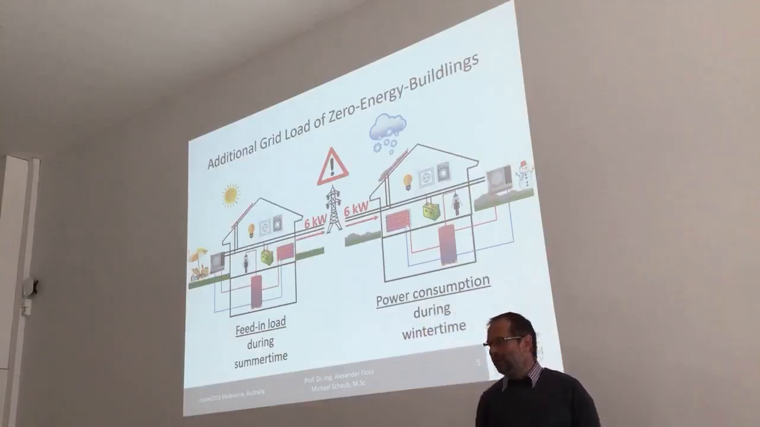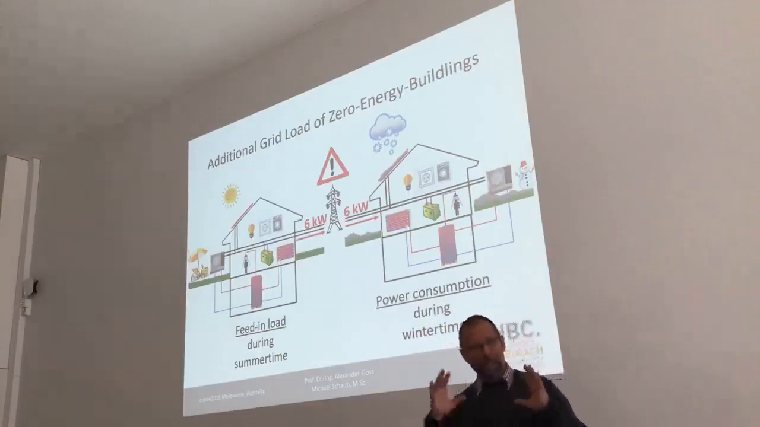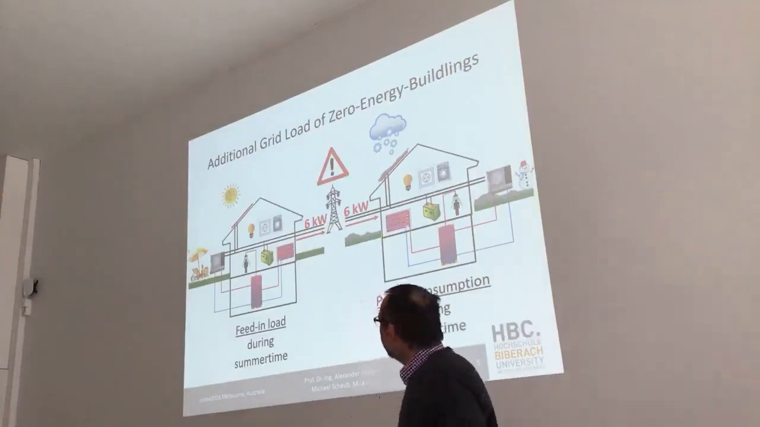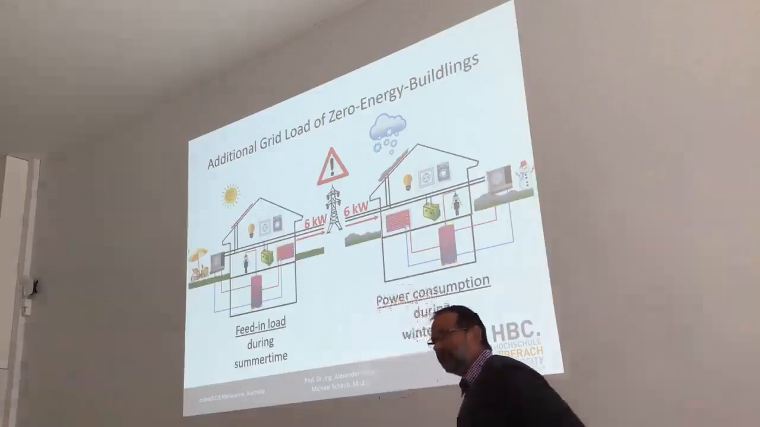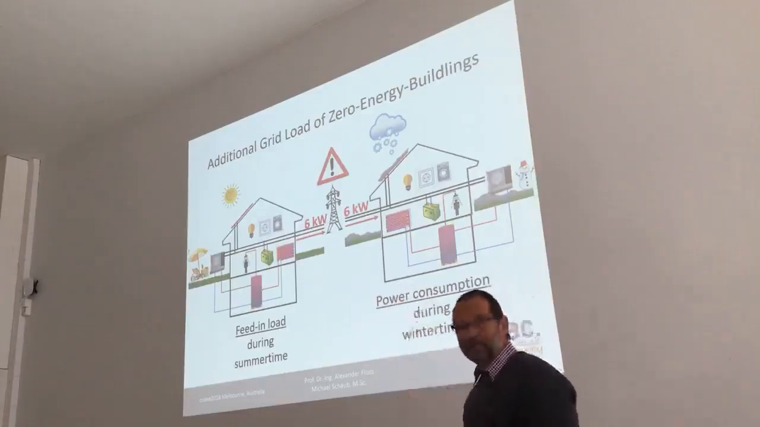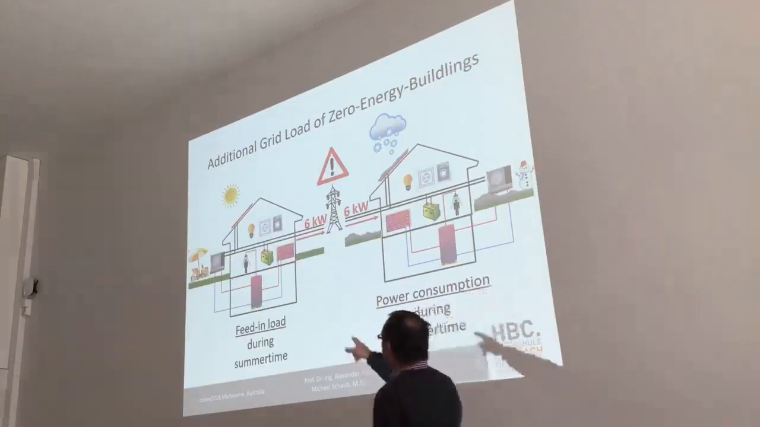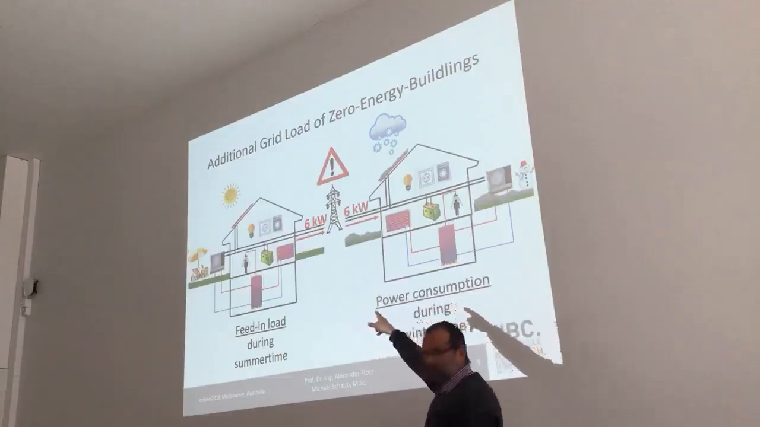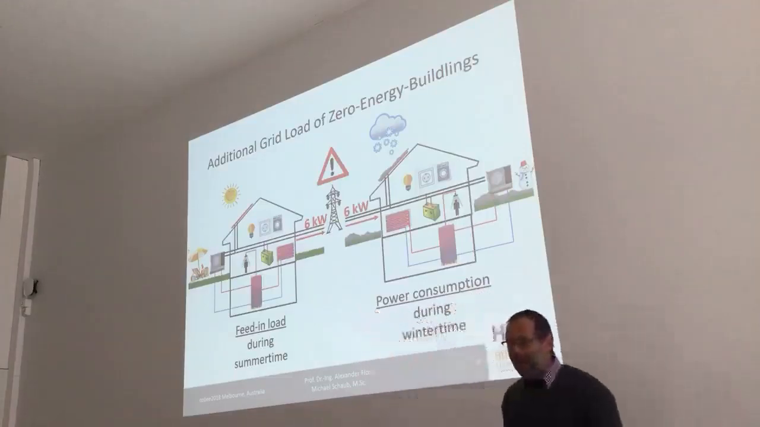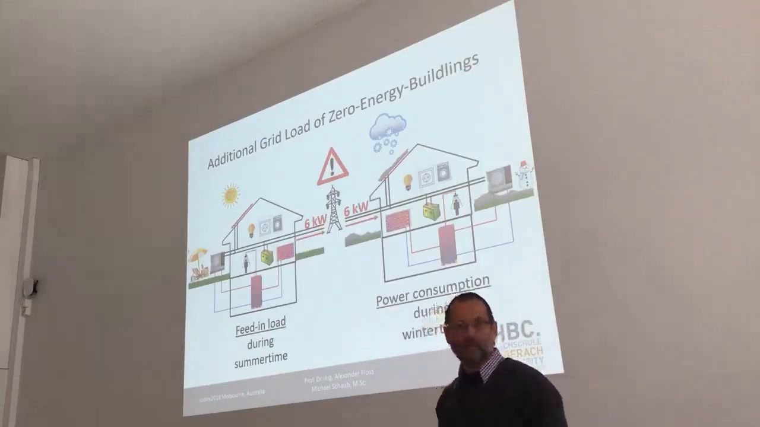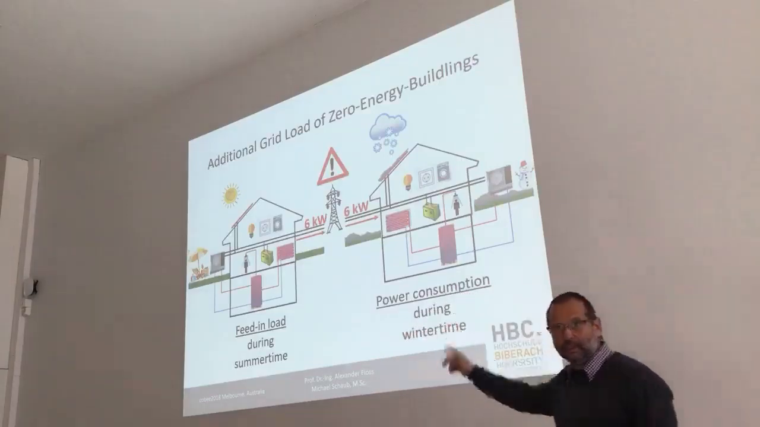Compared to a reference building with a good building envelope and a gas condensing boiler, a zero energy building equipped with a PV roof and a monoenergetic bivalent heat pump system will lead to an additional feed-in of about 6 kilowatt to the grid during summertime and an additional power consumption during wintertime of another 6 kilowatt.